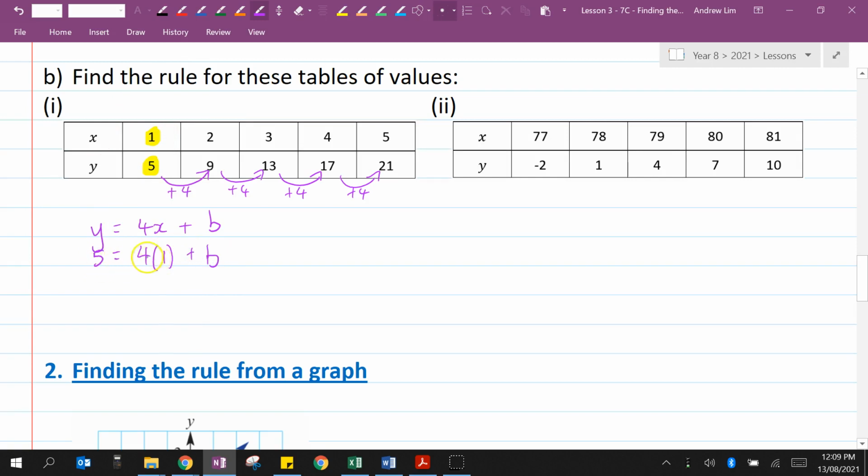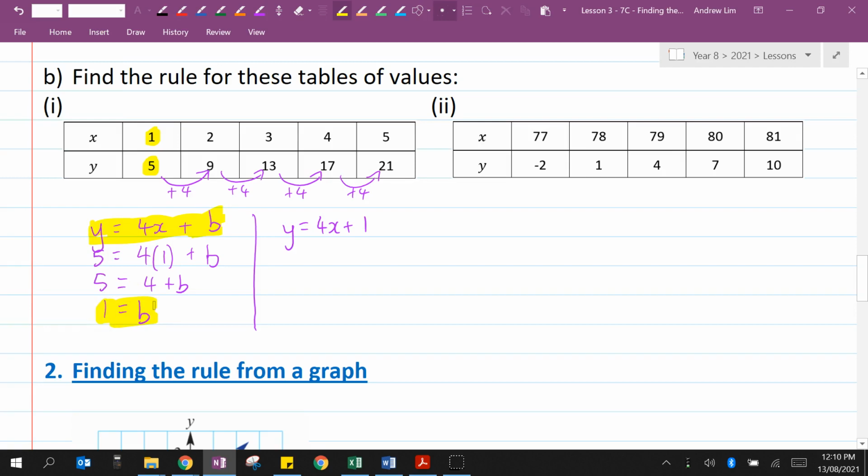5 is equal to 4 times 1, which is just 4. So 5 is equal to 4 plus b. We want to get b by itself, so we need to take away 4. 5 minus 4 is 1, so 1 is equal to b. Now we can see that y is equal to 4x plus, what's b? b is 1. So I used y equals 4x plus b, but instead of writing b, I wrote 1, because I know that b is equal to 1.